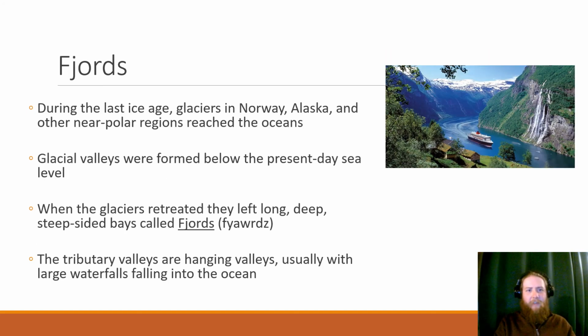All right, fjords. During the last ice age, once again, glaciers in Norway, Alaska, and other near polar regions were reaching all the way down to the oceans. They formed glacial valleys that were well below the present day sea level. When these glaciers retreated, they left long, deep, steep-sided bays called fjords. And these are saltwater, mixing with that saltwater. The tributary valleys are hanging valleys, usually with large waterfalls falling right down into the ocean. And they look pretty. There's a cruise ship in this one here. This one's in Norway. It's very exciting, very cool geography.